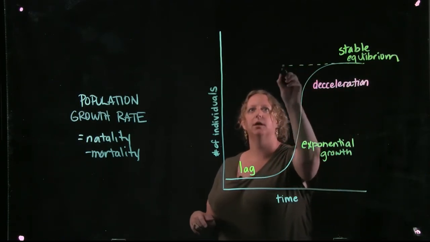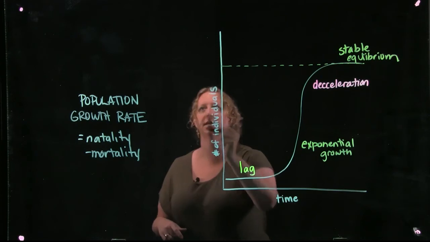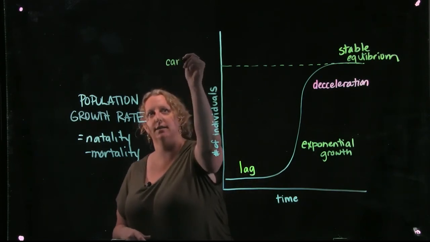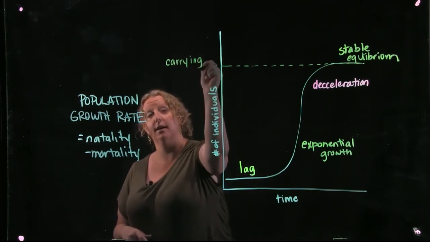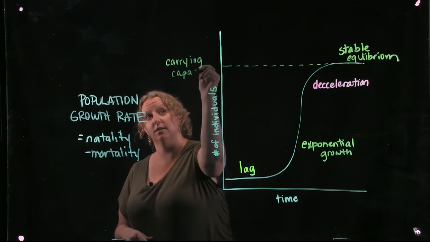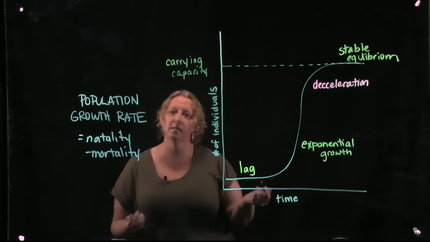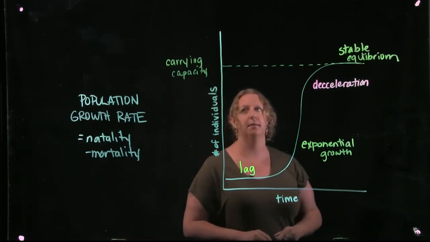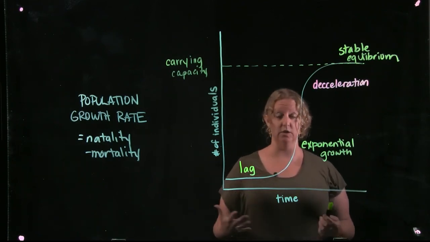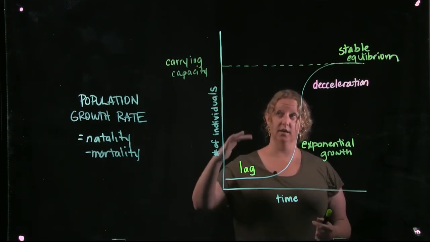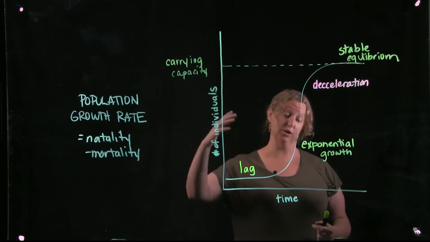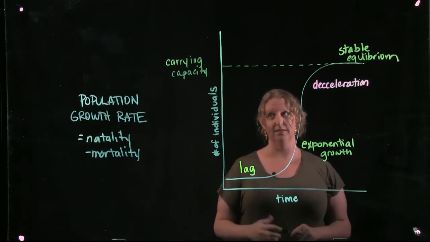And that number, which is different for every population, is known as carrying capacity. Carrying capacity is determined by the limiting factors that are impacting a population. And so as limiting factors change, the carrying capacity of a population can actually increase or in some cases decrease.